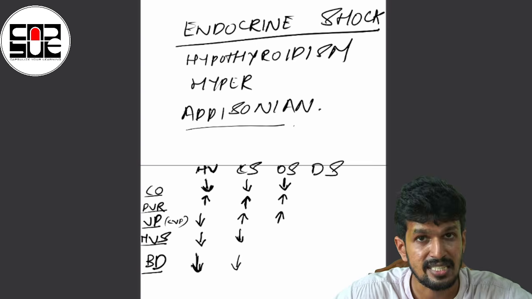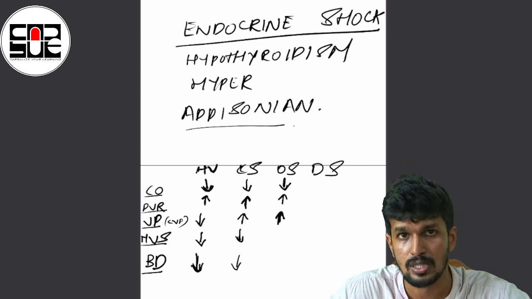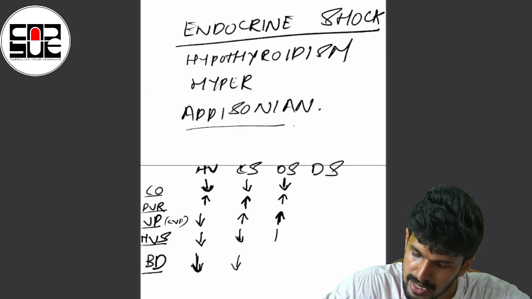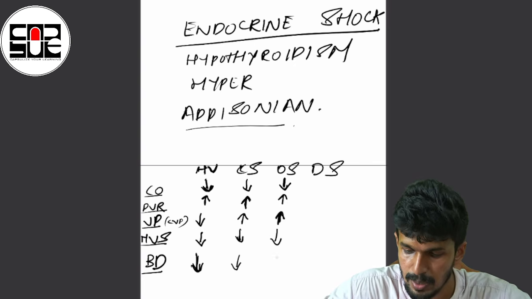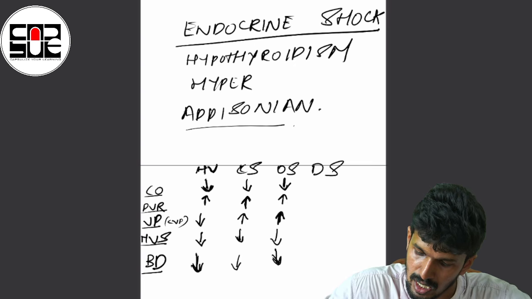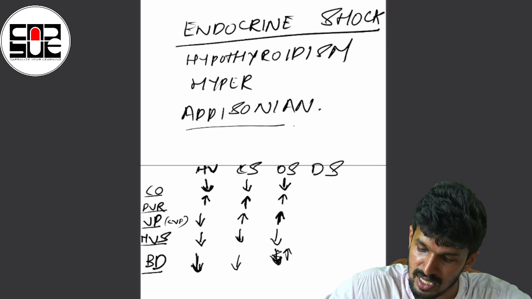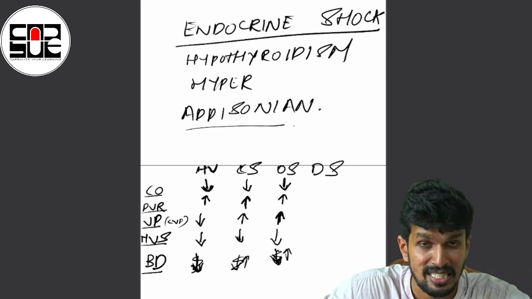What about the mixed venous saturation? Mixed venous saturation, as we know, even in obstructive shock, the outflow will be decreased. So mixed venous saturation will be decreased. When it comes to base deficit, base deficit is always increased. In all these cases of shock, base deficit is increased.